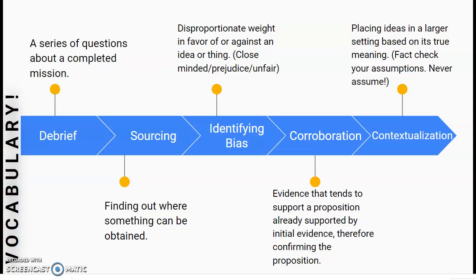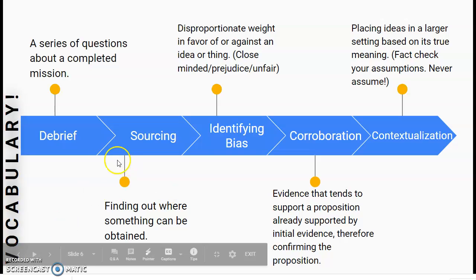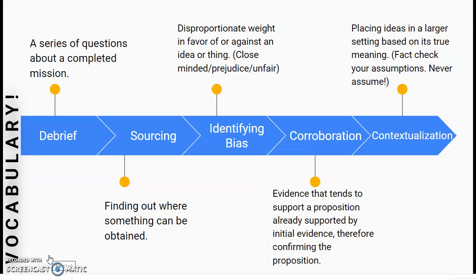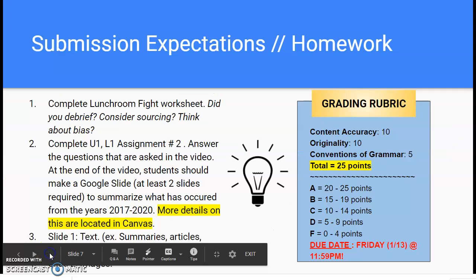Right now would be a good time for you to pause in the video and take a screenshot of this page that says vocabulary, but it would also be best if you would write this down in your notes. The 5 words are debrief, sourcing, identifying bias, corroboration, and contextualization. Make sure you go through the slide because they have provided pictures for you and examples. We will definitely go over those in class as well.